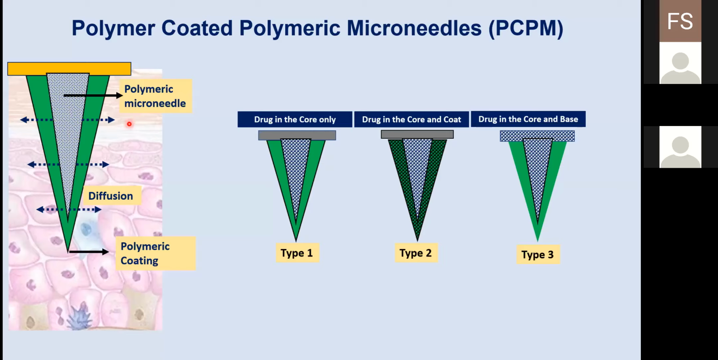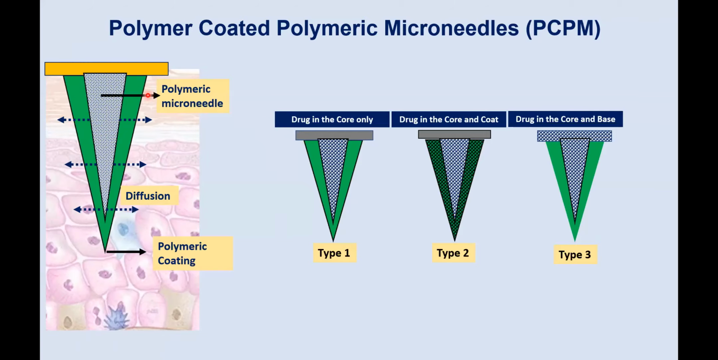You can formulate this microneedle in different ways. I called these type 1, type 2, type 3. Type 1 is drug in core only, and then you can make drug in core and coat. If you want to deliver two drugs that are not really compatible with each other but need to be delivered simultaneously, you can have a drug in the coat and another drug in the core. And of course, you can have the drug in the base plate as well. So any of these things are possible. This is what we envisioned to start with.